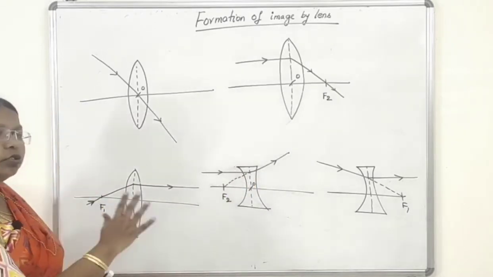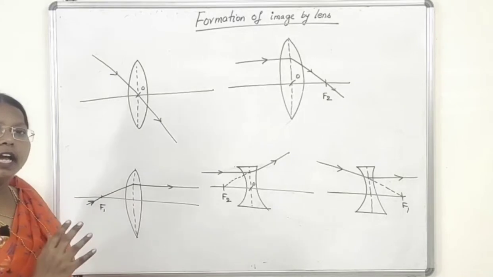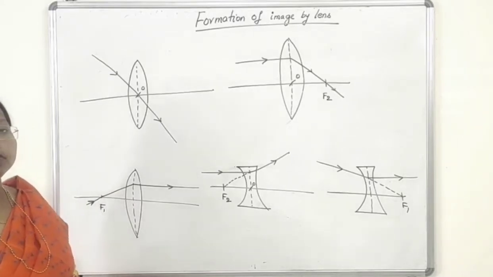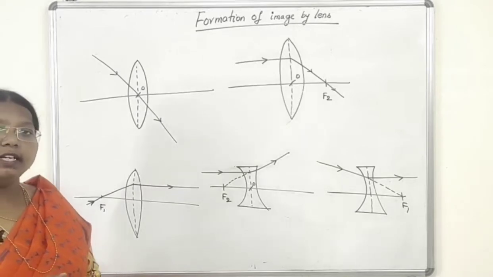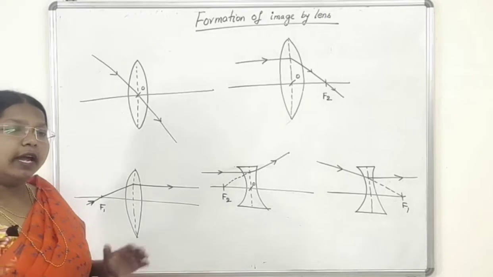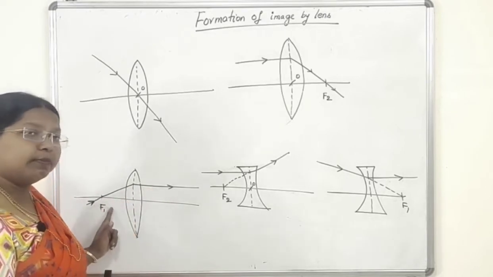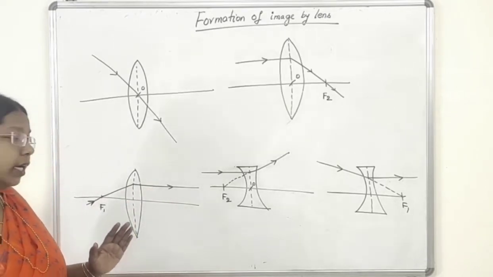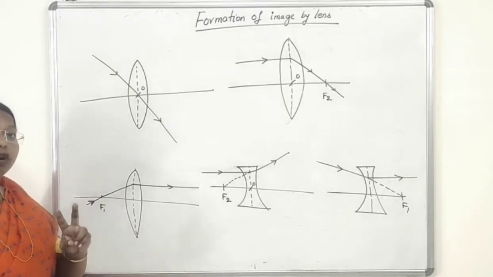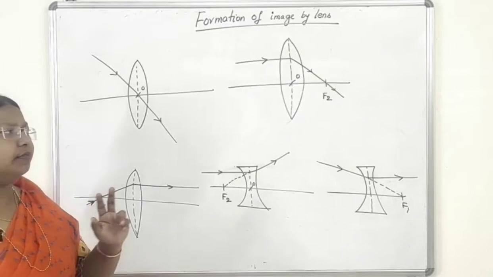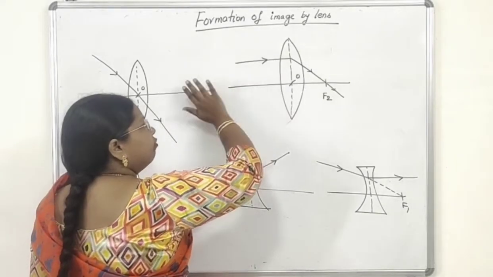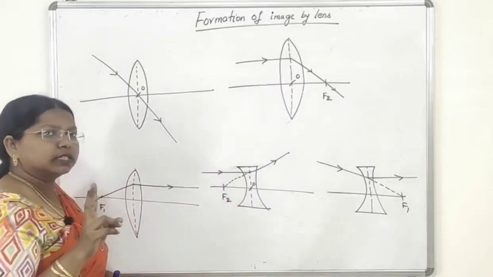Clear, students? So these are the 5 basic ray diagrams which we will consider when we are drawing the ray diagrams to know the position, size and nature of an image. So now we will take the object at different positions on the principal axis. And we will draw only 2 rays. We will not take all the rays, and if it is parallel, we will not take a number of parallel rays.